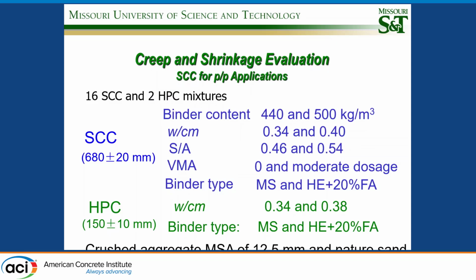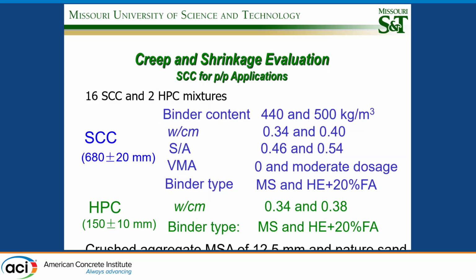The mixtures had VMAs in some cases, or in other cases, no VMAs. We tried two binders. Again, we're concerned about the 18-hour breaks. So the binders were either moderate sulfate, which is a Type 1-2 or Type 2 cement, or high early strength, which is Type 3 cement plus 20% fly ash.